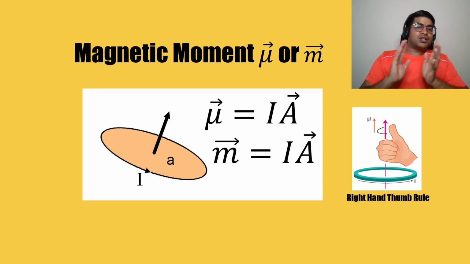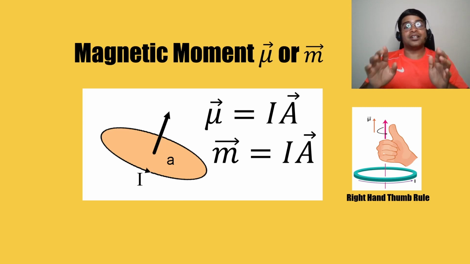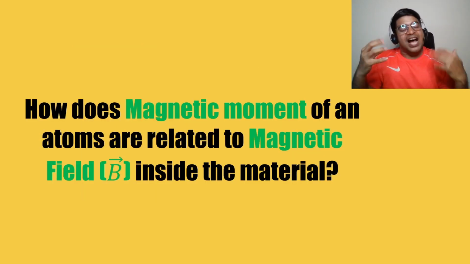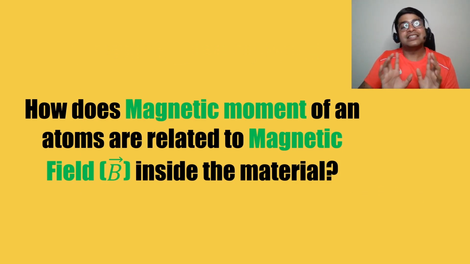Now in part 2, I told you that the magnetic moment of an atom is indirectly related to the magnetic field inside the material, but there I have not explained it. So in this video I am going to explain it. Let's ask the question: how is the magnetic moment of atoms related to the magnetic field B inside the material?